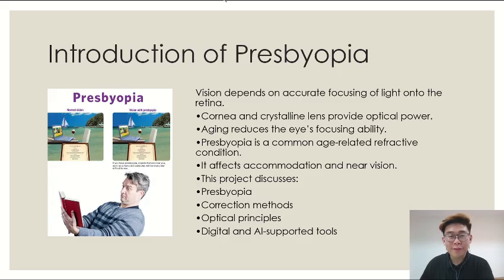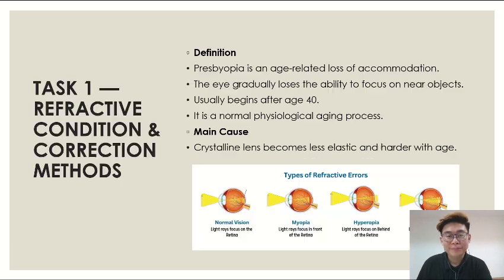Our vision depends on accurate focusing of light onto our retina by the cornea and crystalline lens. However, aging may reduce the eye's focusing ability and cause blurred vision. One common age-related refractive condition is presbyopia. This project discusses presbyopia, its correction methods, optical principles, and the use of digital and AI-supported tools in our modern optometry field. This is Task 1, refractive condition correction methods.